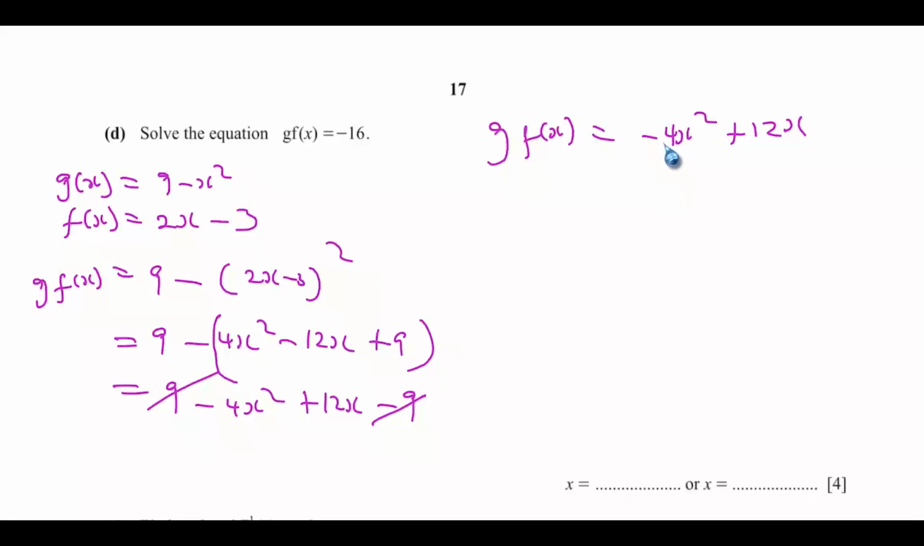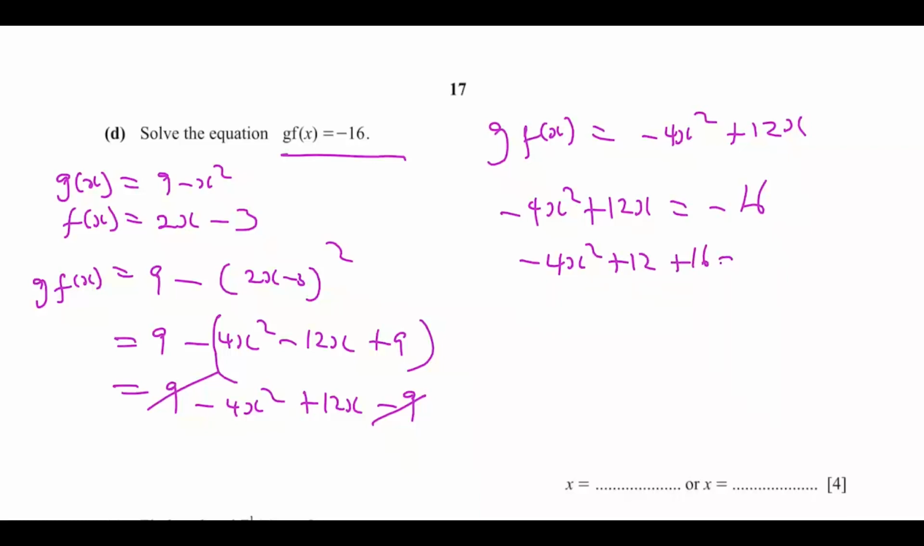But this g f of x is equal to minus 16, as stated here. So I can say minus 4x squared plus 12x equals negative 16. Of course, this is a quadratic equation, so you can bring it to this: minus 4x squared plus 12x plus 16 equals 0.